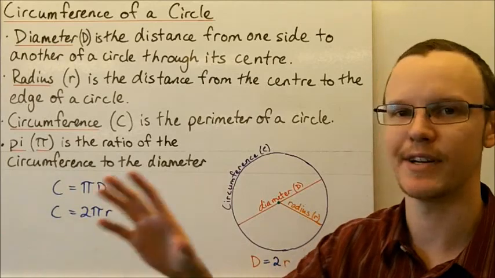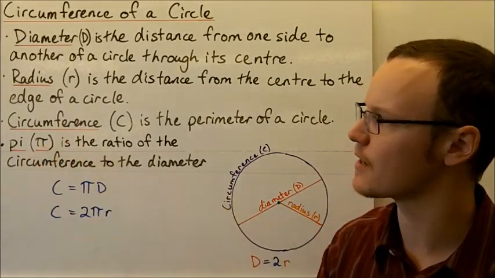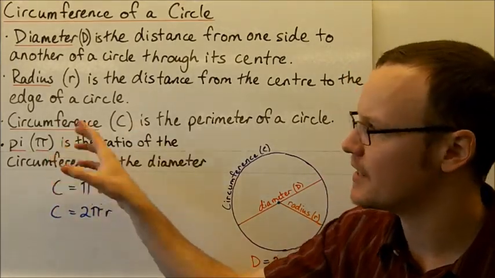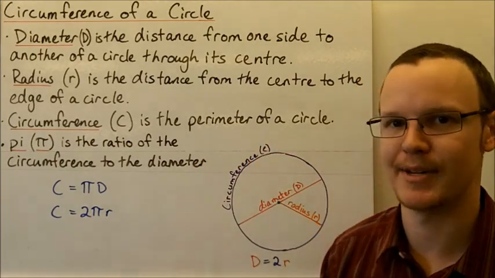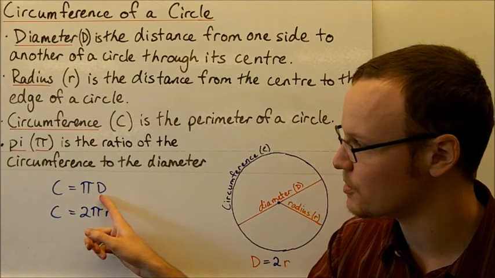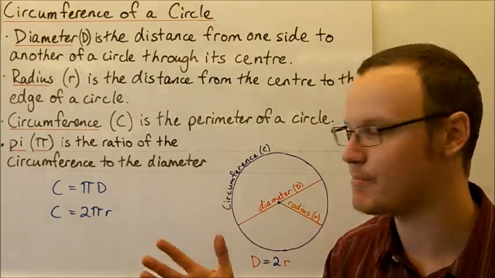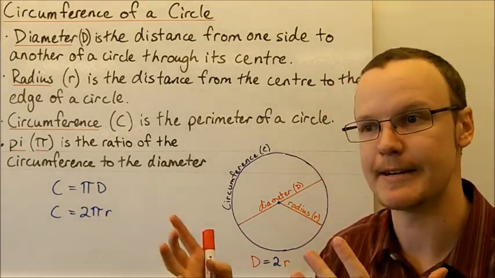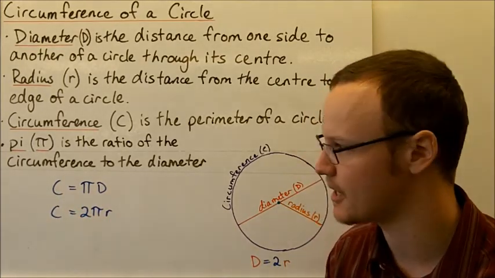It is infinitely non-repeating. So it's given this Greek symbol here that kind of looks like two lines with a wavy line on top of it. And it is the ratio of the circumference to the diameter. So there's a relationship between the diameter and the circumference. If we multiply the diameter by pi, we get the circumference. And that's what's meant by a ratio. It's the relationship between the circumference and the diameter.